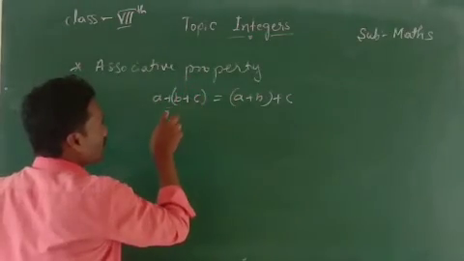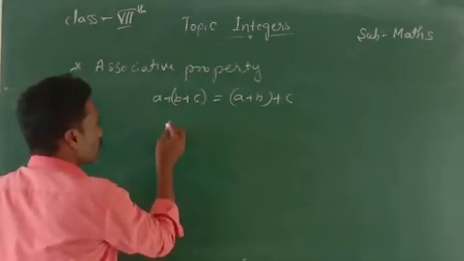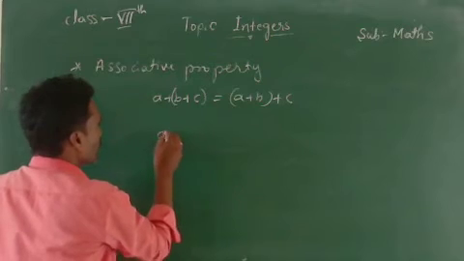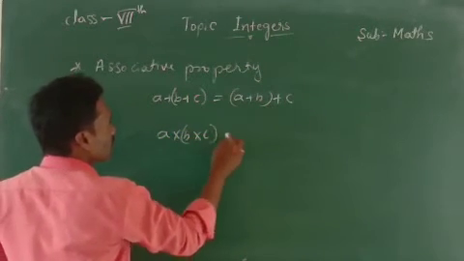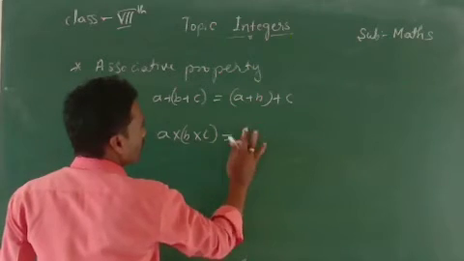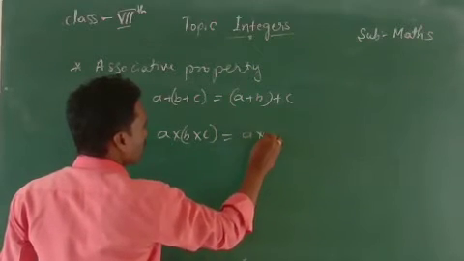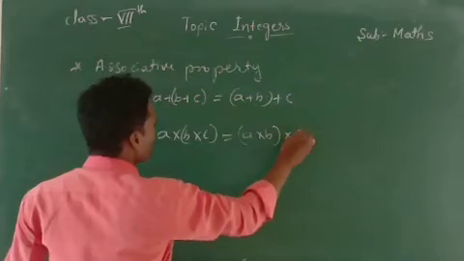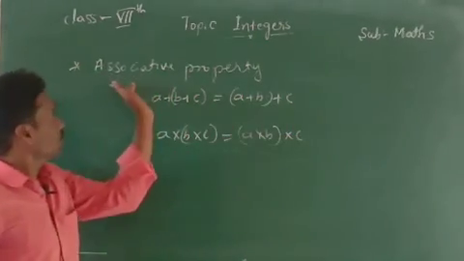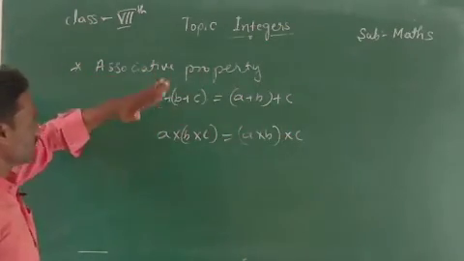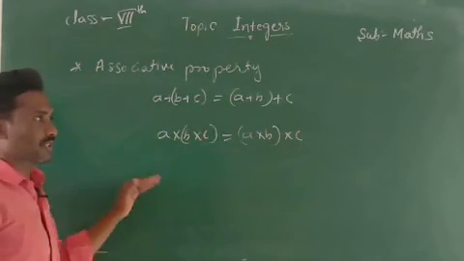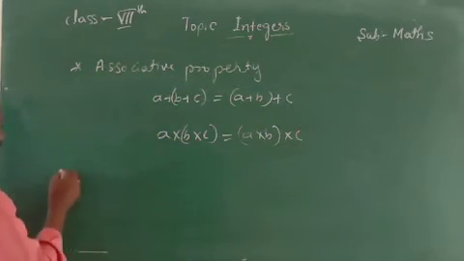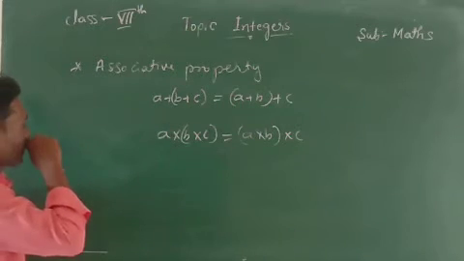The associative property of addition is over now. The associative property of multiplication we can also see: A into B into C. These two, addition and multiplication, satisfy the associative property. In the associative property also, subtraction will not be satisfied. Next one, the associative property is over.